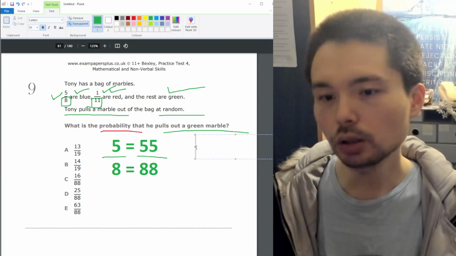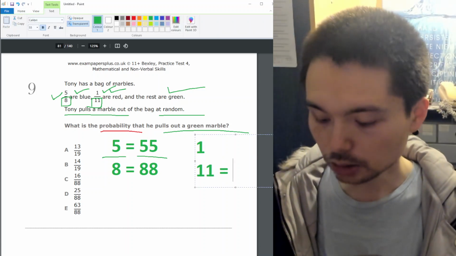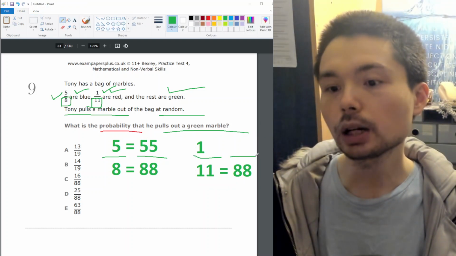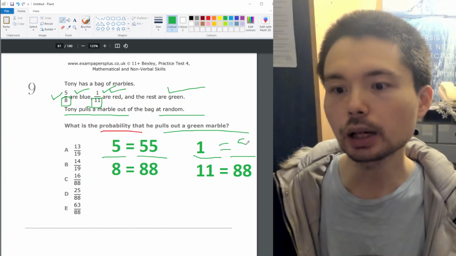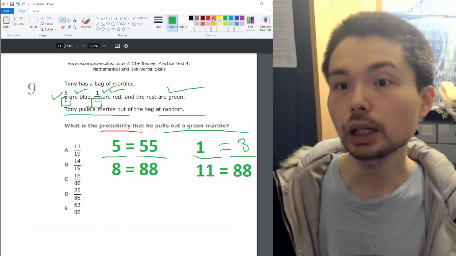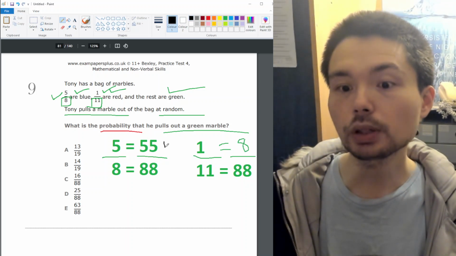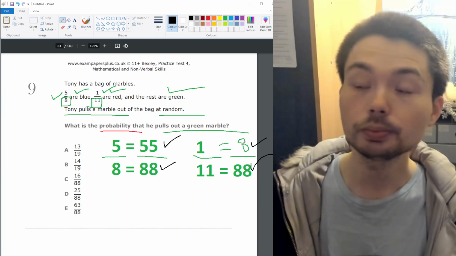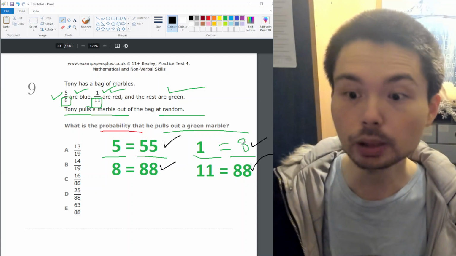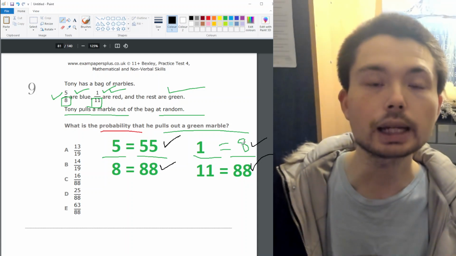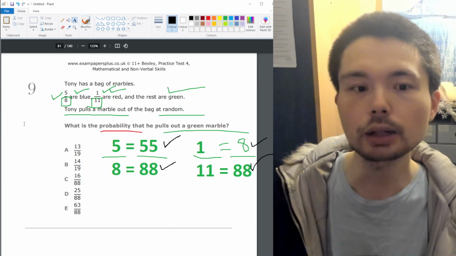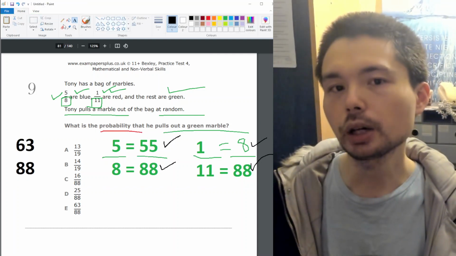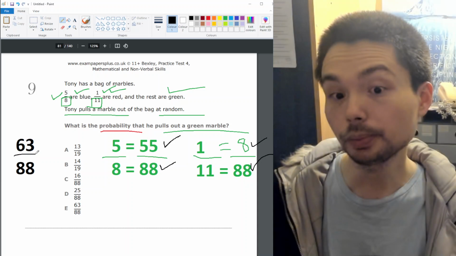Next, 1 over 11 is equal to what over 88? How do we get there? We times by 8, do the same thing up top. So what are we saying? Well, our total so far is just 55 over 88 plus 8 over 88. Well, we can now add the fractions because the bottom numbers are the same. 55 plus 8 is equal to 63 out of 88. That is our total so far. It's not the final answer to this question.